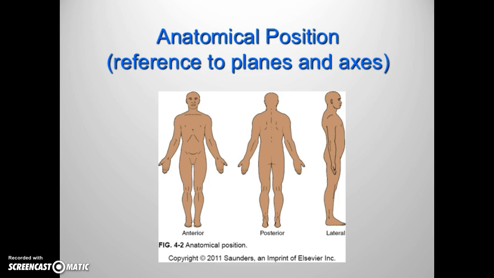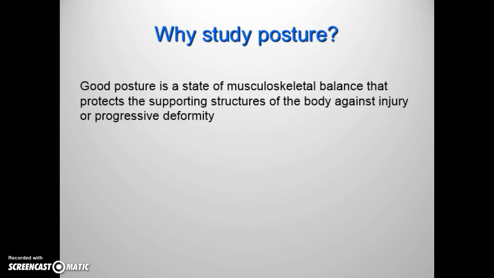Here this patient is standing in anatomical position, and this is good for referencing planes and axes, but this is not the way we assess posture when we look at our patients. It is not the position of ideal alignment. However, this is used as a zero when we talk about range of motion measurements.